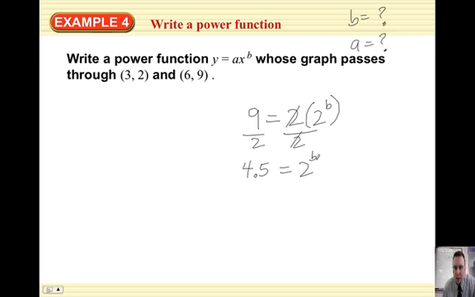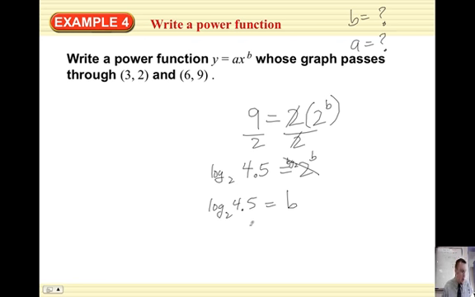How do we get b here? This is where you have to understand logarithms. You need to get rid of 2, right? A base of 2. How do you get rid of a base of 2? You log base 2 on this side. You log base 2 on this side. So log base 2 of 4.5 is equal to log base 2 of 2 to the b. This cancels, right? And you're left with b.